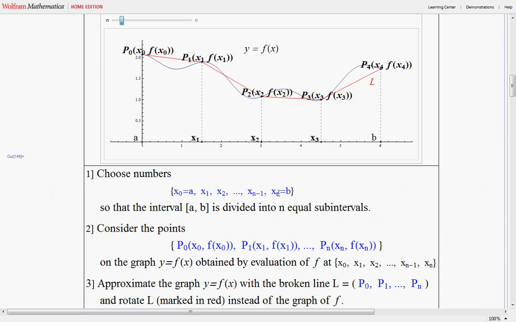Let the points on the graph corresponding to x's be p0, p1 through pn. By corresponding, I mean that the point, say, p1 represents the value of the function at argument x1, or in other words, p1 has coordinates x sub 1, f of x sub 1. Consider now the broken line L, which weaves its way through all the points p0, p1 through pn.